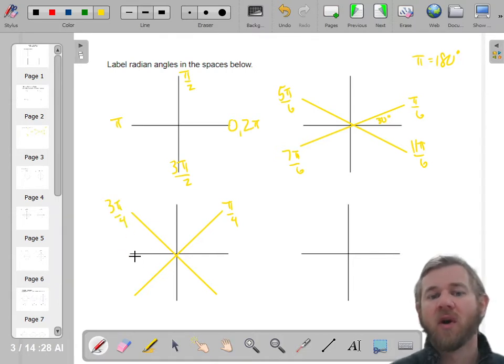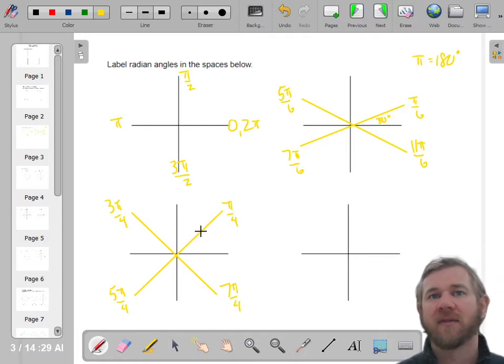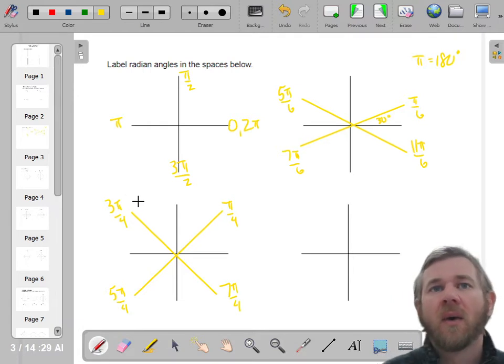So this would be 4 over 4 because 4 over 4 is 1 whole, and that makes this 5 over 4. You could call this 6 over 4. 6 pi over 4 reduces to 3 pi over 2. And then this is 7 pi over 4, and this is 8 pi over 4. If you go all the way around, that'd be 8 pi over 4s. What else do we still need?